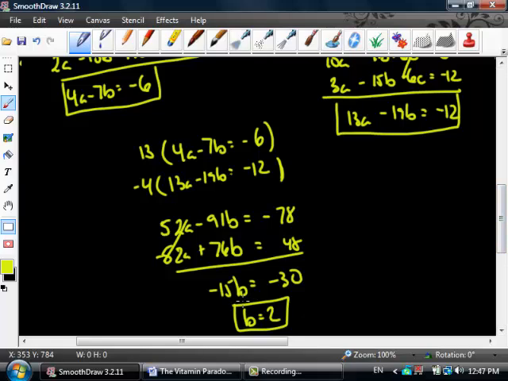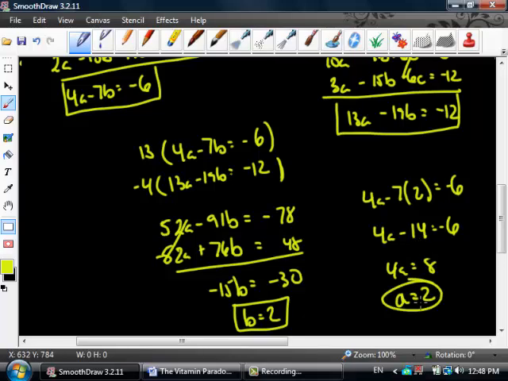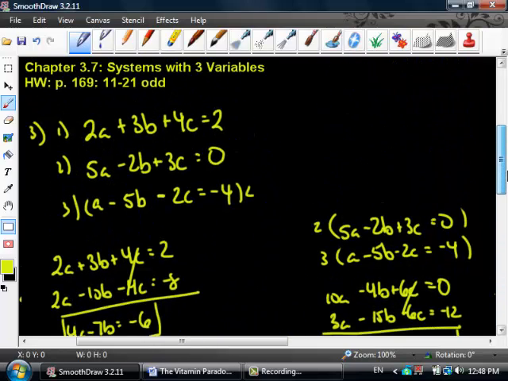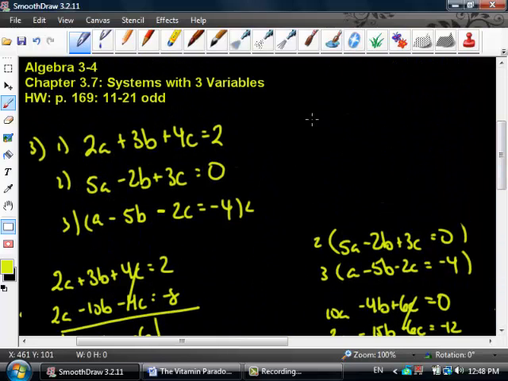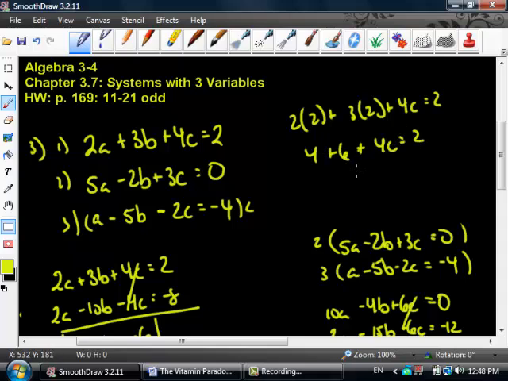Jeez Louise. Joshua, left or right? Left, okay. 4a minus 7 times 2 equals negative 6. 4a minus 14 equals negative 6. 4a equals 8. A equals 2. So 2, 2, and then solve for c. Let's go with the top one. 2 times 2 plus 3 times 2 plus 4c equals 2. 4 plus 6 plus 4c equals 2. C equals negative 2.